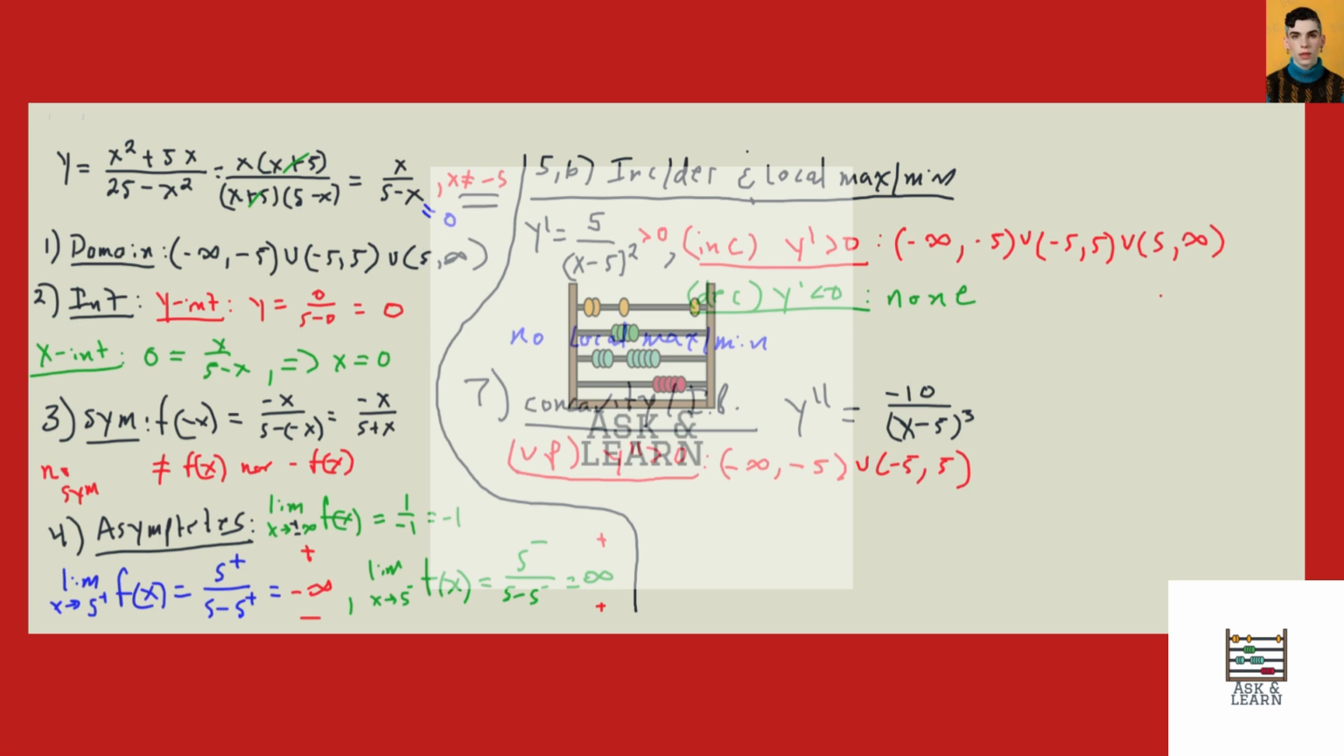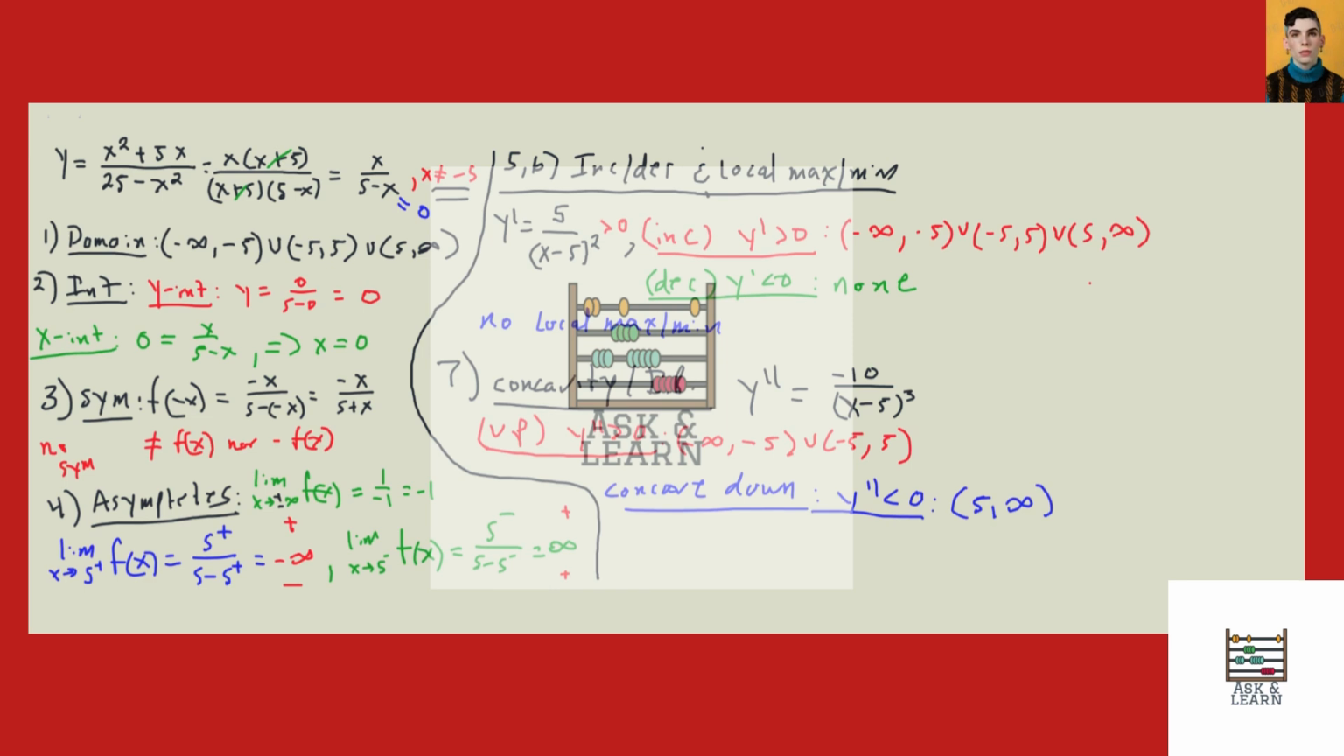All right. Then, to find concave down, it's going to be where y double prime is strictly less than 0, which would just be when x is greater than 5. 5 to infinity. All right. So this was the last thing they told us we should do before we actually start graphing. So now let's go ahead and begin graphing this function.